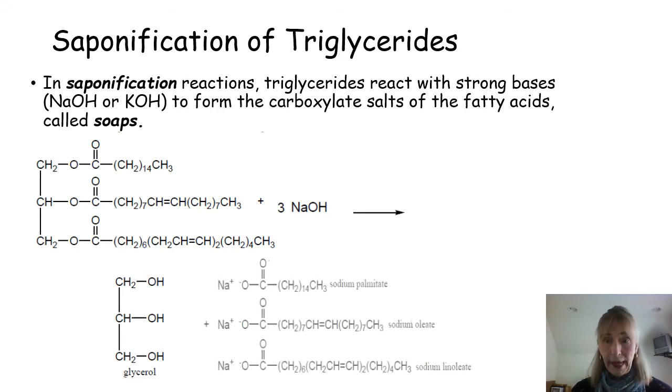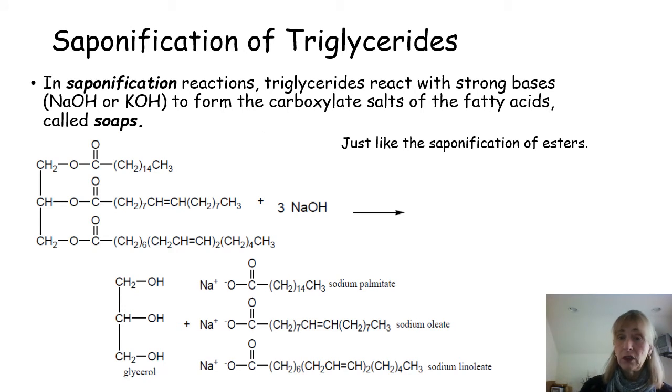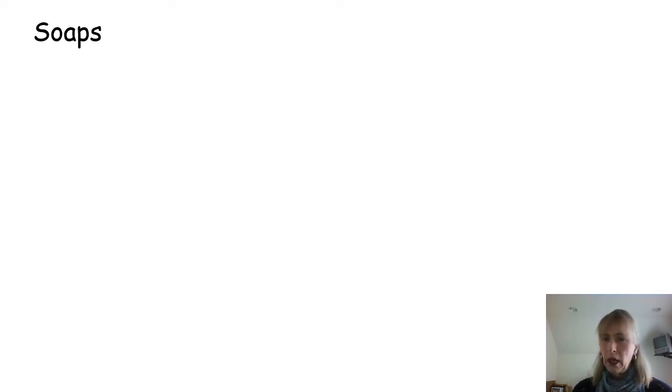And we get back the salt of the carboxylic acid. So the sodium salt, sodium palmitate. Notice the names. Remember how we named sodium salts of carboxylic acids. Very similar: sodium oleate, sodium linoleate. So a similar sort of naming system. So these are known as soaps, again just like the saponification reaction that we saw with the esters, because that's what we're dealing with, an ester. Okay, so let's look at these soaps.